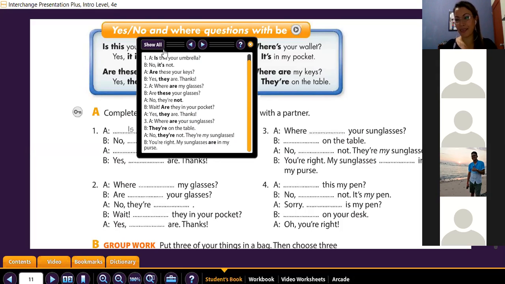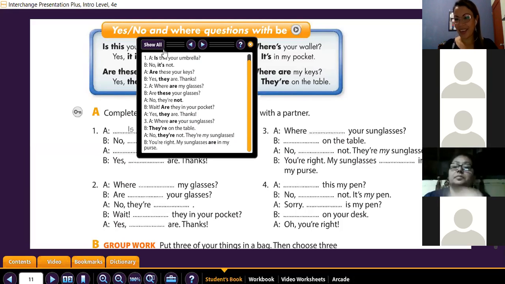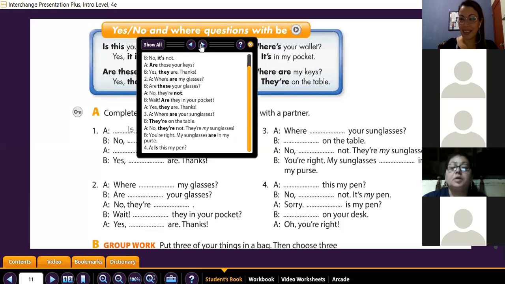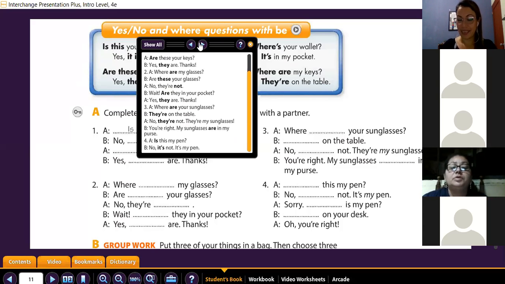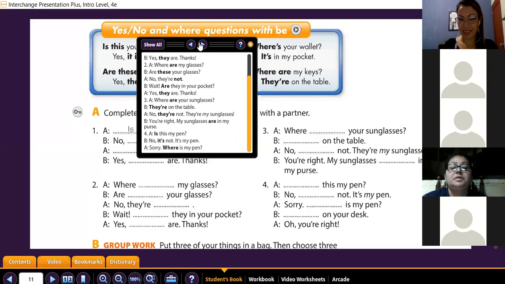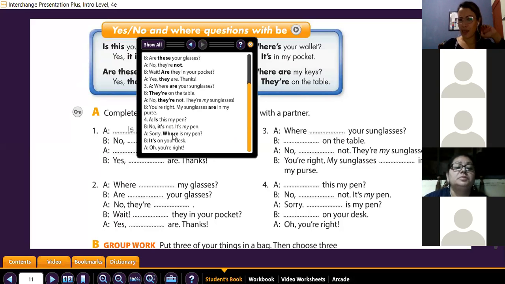Está fácil. Okay, Lillian. Is this my pen? No, it is not my pen. Sorry, it is my pen. Where is my pen? It is on your desk. Okay, very good. The rest is excellent. Very good. Thank you so much, Lillian.